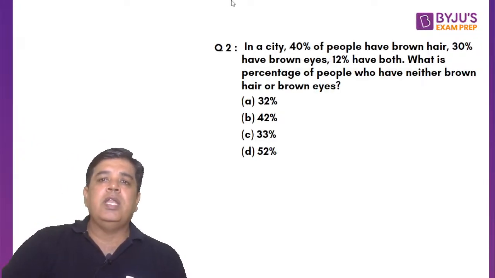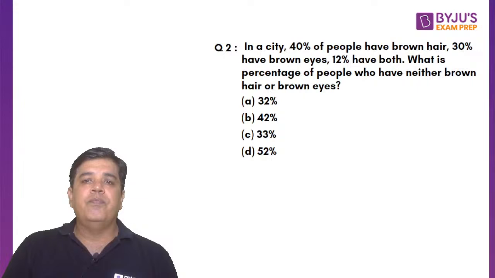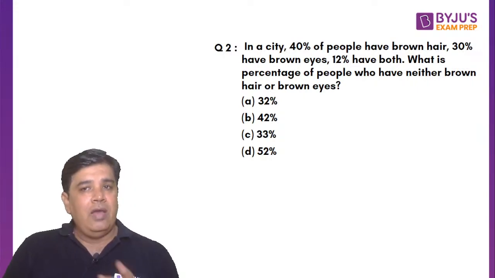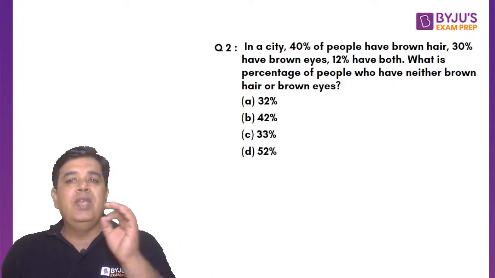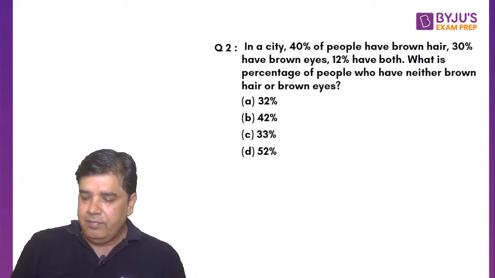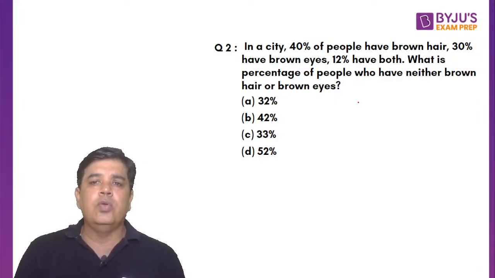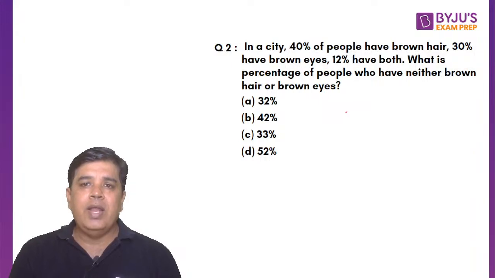In a city, 40% of the people have brown hair, 30% have brown eyes, and 12% have both, brown hair and brown eyes. What is the percentage of people who have neither brown eyes nor brown hair, right? So this is a question related to sets. We have two sets here, one with brown hair.